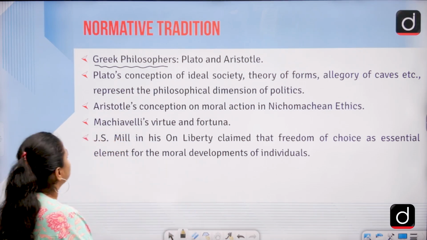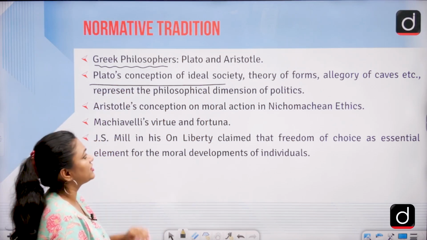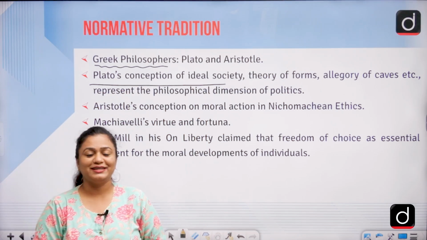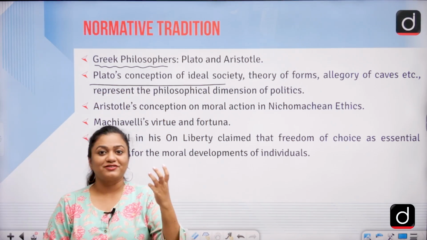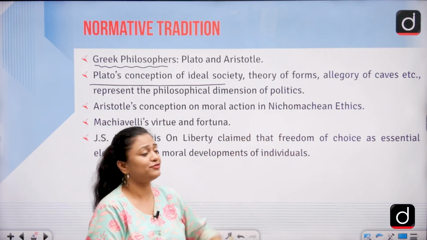Now, Plato's conception of the ideal society, then the theory of forms, where only those who are virtuous can identify the real truth, and all these things are part of his allegory of the cave, if you remember.